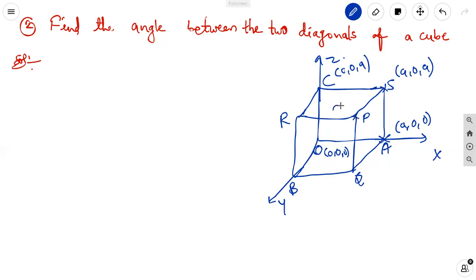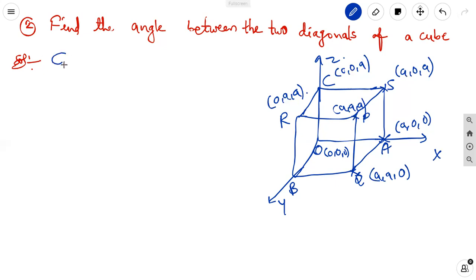P is A comma A comma A. Q is in xy plane, A comma A comma 0. R is in yz plane, 0 comma A comma A. Okay. Here first we can take the cube. Cube is along axis, OA, OB, OC are the vectors.